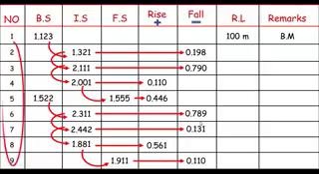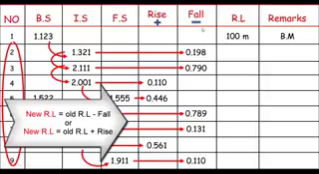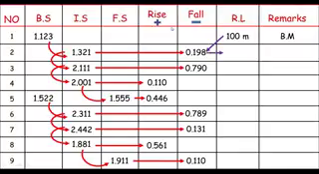Now that we have the rise and fall of each point, the calculation of the reduced level for all the remaining points is quite simple and straightforward. Let's say I need just the RL of point 2. Remember, the new RL must be the old RL minus the fall, or the old RL plus the rise. Like 100 minus 0.198 will be of course 99.802. So 99.802 is the RL of point 2.